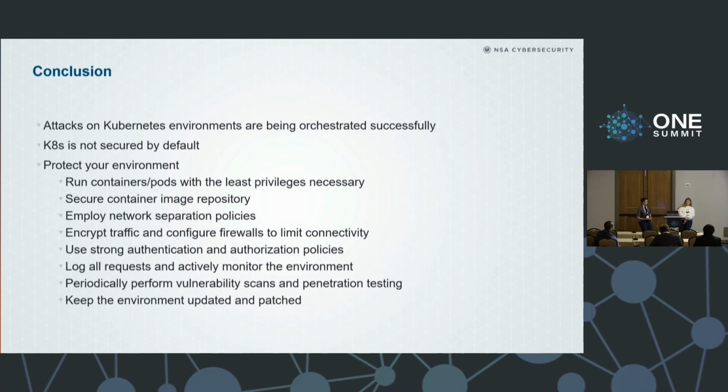So attacks on Kubernetes clusters are being orchestrated successfully, and Kubernetes clusters are often very valuable targets, both for the data that they hold and for the compute resources that are often managed by them. Clusters are often not secure and open to attack. They're not secure by default. So it's important to be mindful of all of the features in Kubernetes and make sure that you're properly configuring it to secure your cluster. The list on the slide is some of the things we've covered of ways to secure your cluster, and there's more details in our guidance that's posted on nsa.gov.